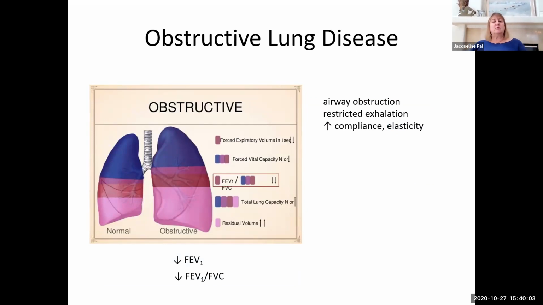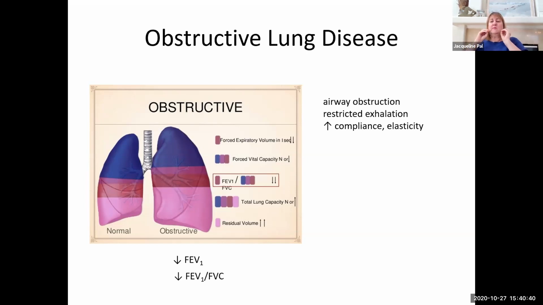I like this picture because on the right side, it shows you the normal lungs, looking at FEV1, forced vital capacities, total lung capacities, and residual volumes, and that's what the four different colors are. On the left side, it shows you what happens in obstructive lung disease, where you have airway obstruction. The airway obstruction doesn't prevent air from going into the lungs, but you have air trapping. And so we have a restriction of exhalation, especially with forced exhalation.